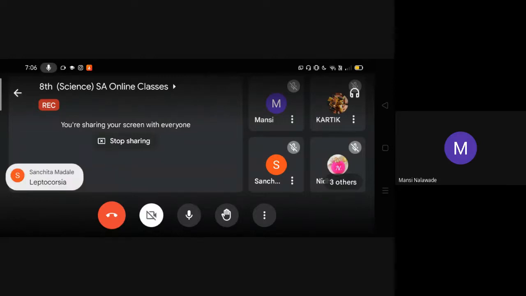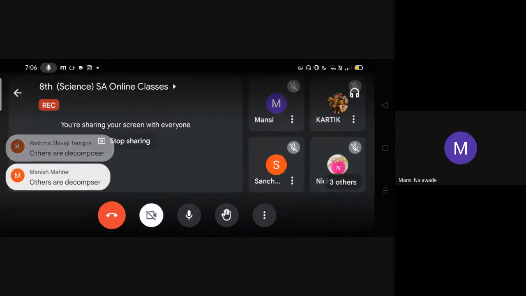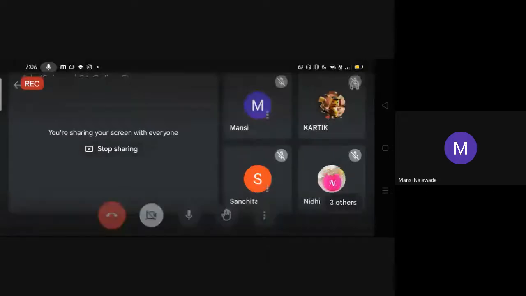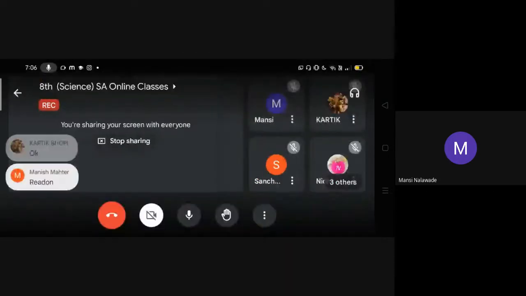Others are decomposers. Okay. See, for the odd one out, whenever you are giving an answer, you should have a supporting answer also. Supporting answer pan tumchya kade asayla hava ki tumhi boltay te right ka ahe, konta basis var tumhi asa sangtay.